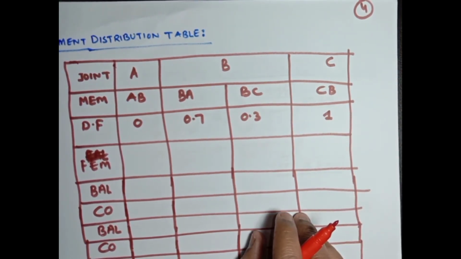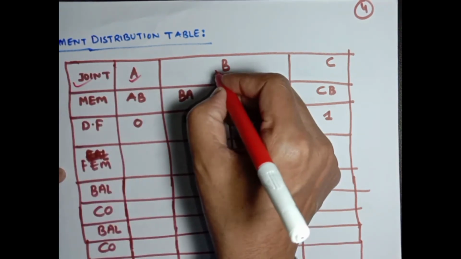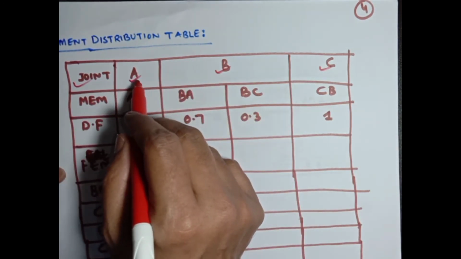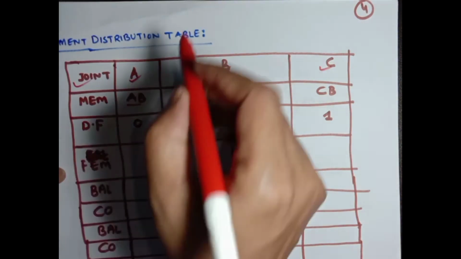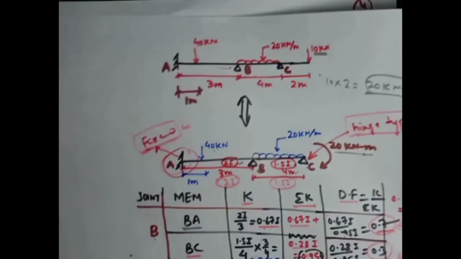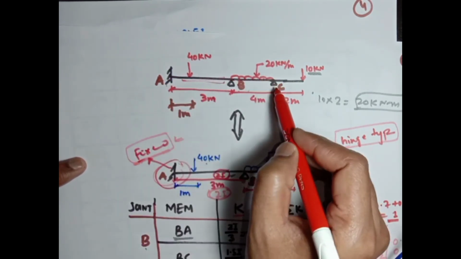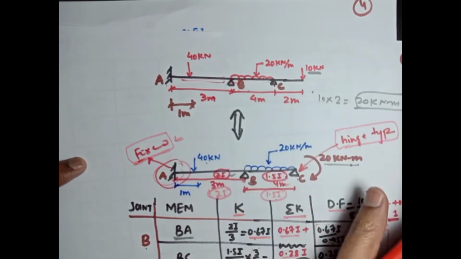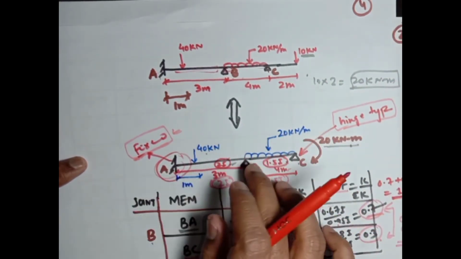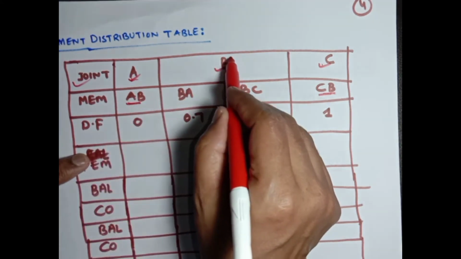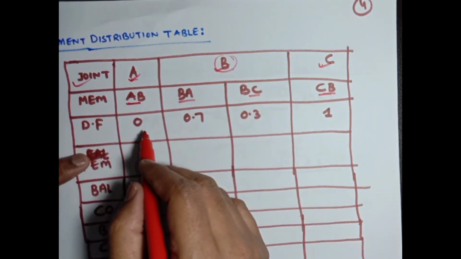As per this table, there are joints A, B and C. Through joint A there will be member AB. Through joint B there will be members BA and BC, and through joint C there will be member CB only. So through joint C it will be CB, through joint A it will be AB, and through joint B it will be BA and BC.